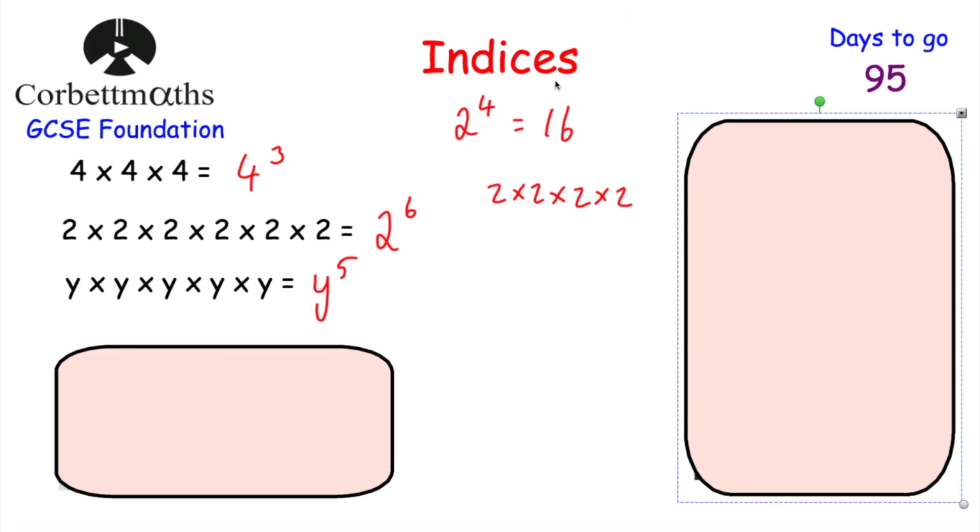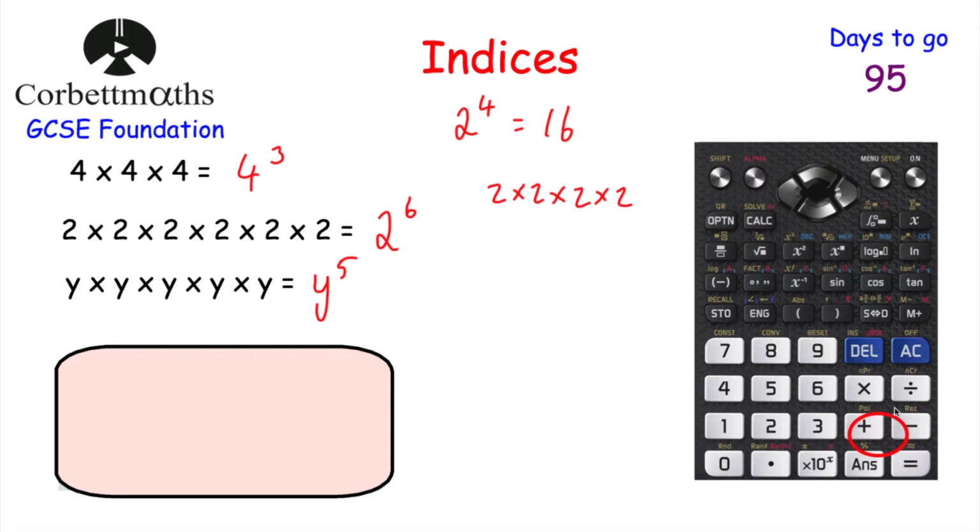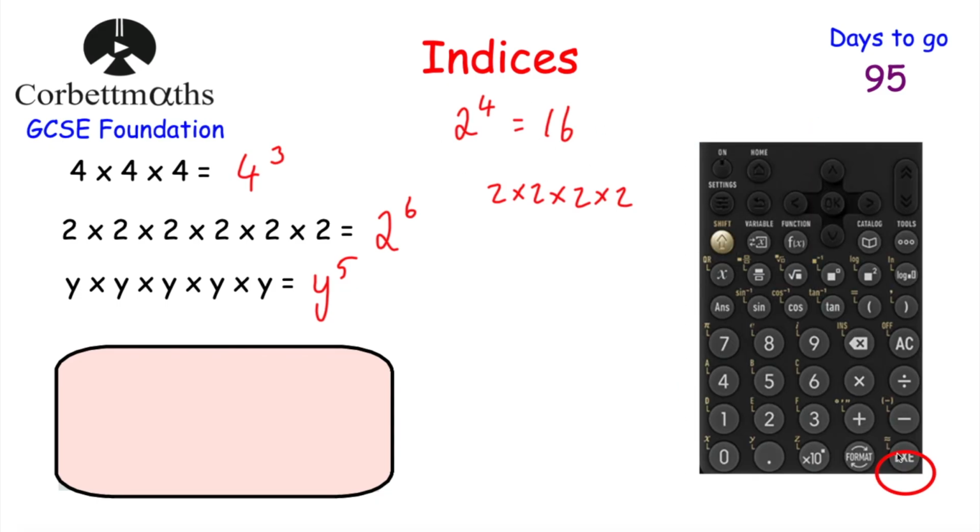Now it's also important to know where your power button is on your calculator. If you're asked to work this out and you had a calculator, you could do 2, then press the power button, then type in 4 and press equals, and it would give you your answer of 16. If you had a calculator like this one, you would press 2, the power button's there, that X with the little white box above it, then type in 4 and press equals and you get the answer of 16. And if you've got a calculator like this one, your power button's actually here, so again you can press 2, press that button, then type in 4 as the power and press equals.